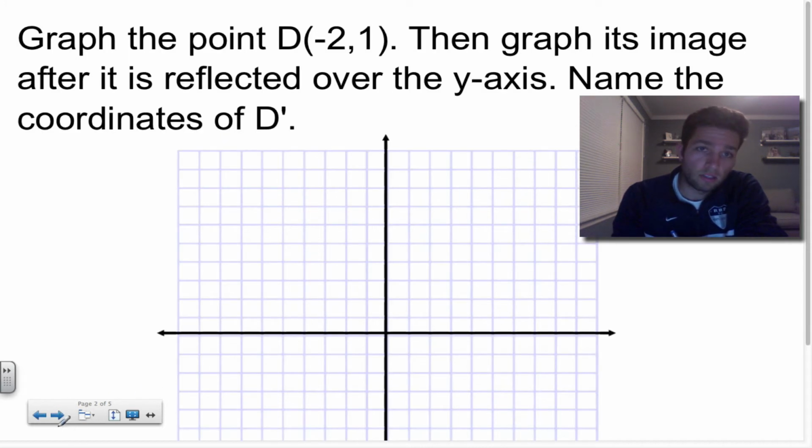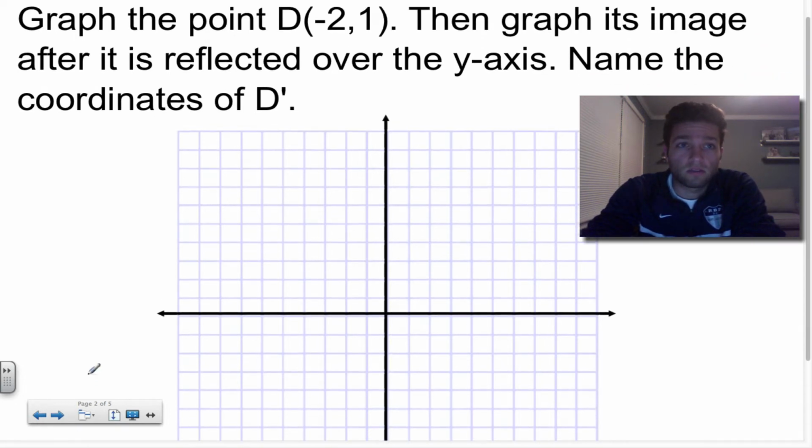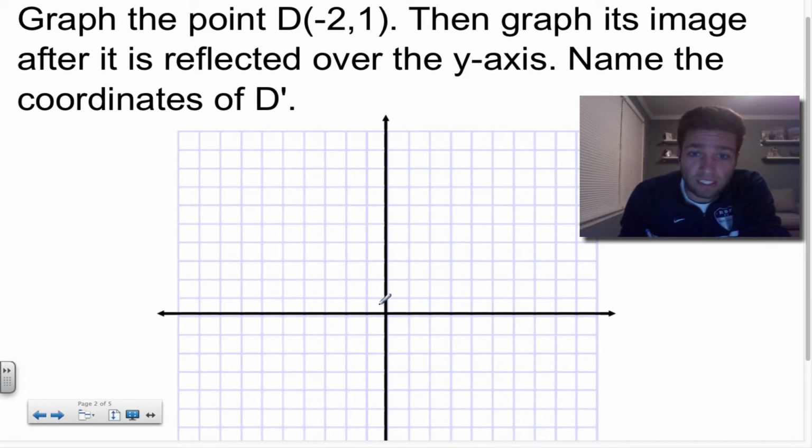So let's try an example. If you want to try without me, then just pause the video and then unpause it and check to see if you're right. So if you are unpausing the video, here it goes. We're graphing the point D, which should be located at (-2, 1). Okay, mark it as D. Then graph its image after it is reflected over the y-axis.